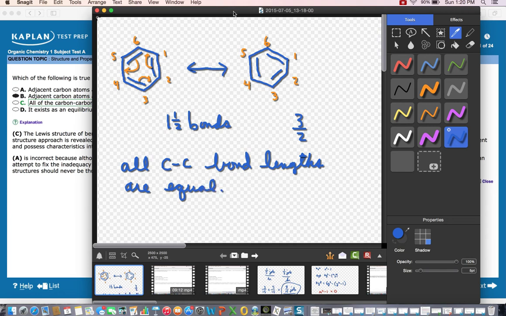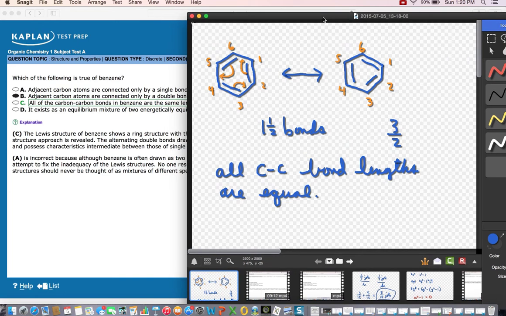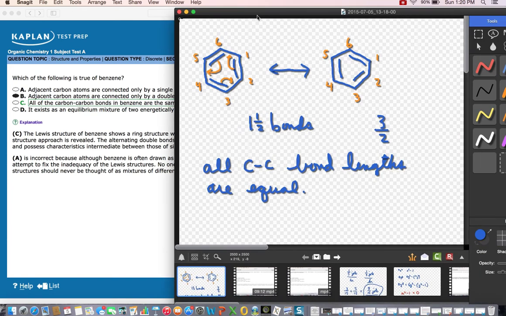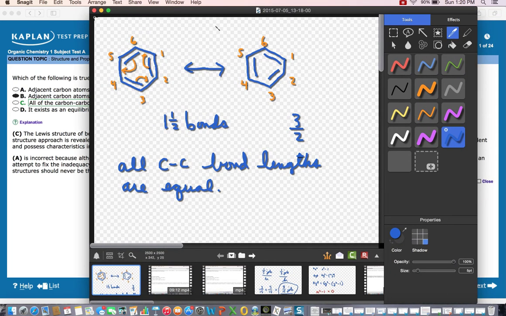If we look at our answer choices, A and B are both incorrect. Half the time they're a single bond, half the time they're a double bond. But C is always going to be correct. All the carbon-carbon lengths in benzene are the same length. They are longer than a double bond, but shorter than a single bond. In fact, this is, of course, consistent with the notion that it's 1.5 bonds.